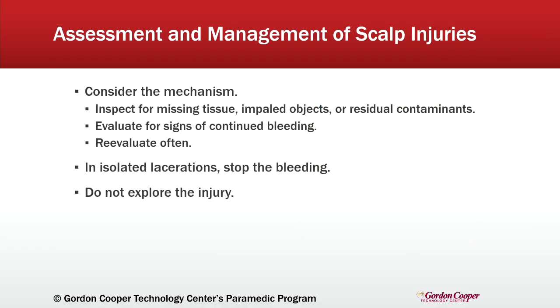When assessing a scalp injury, consider the mechanism and inspect the area for any missing tissue, impaled objects, or residual contaminants. Evaluate the patient often for signs of continued bleeding. But for those isolated lacerations, your goal is going to be to stop the bleeding. You can apply direct pressure for minor to moderate lacerations, while pressure dressings and hemostatic agents may be needed for more significant lacerations. If you have time and there are no other injuries to manage, a quick rinse can help reduce the chance of infection as well. You should not explore the injury because this can disrupt the clot that has already formed and can start the bleeding all over again.